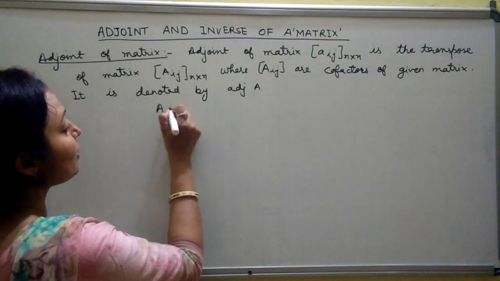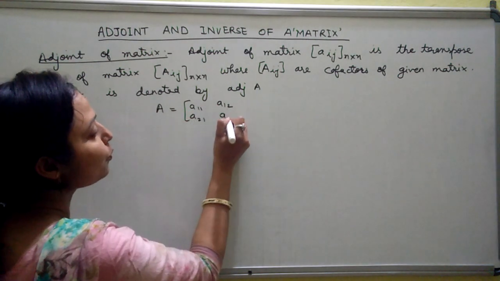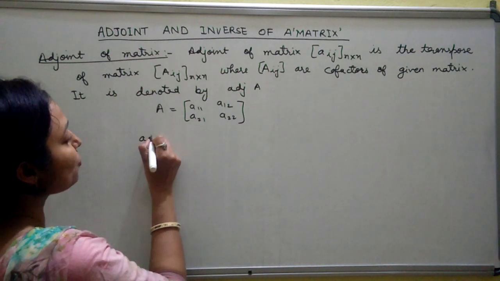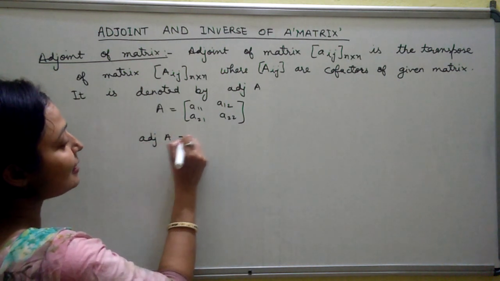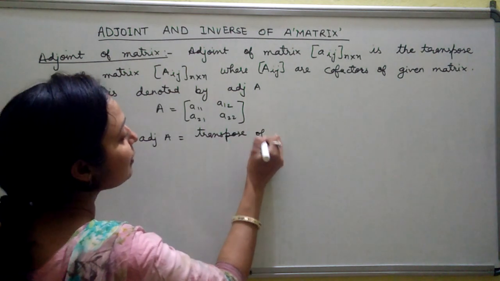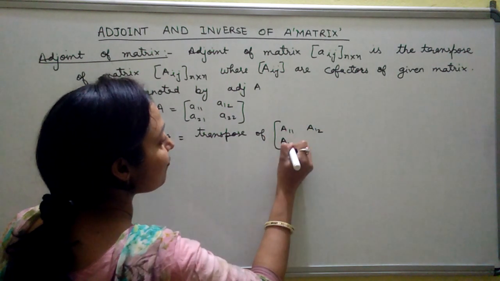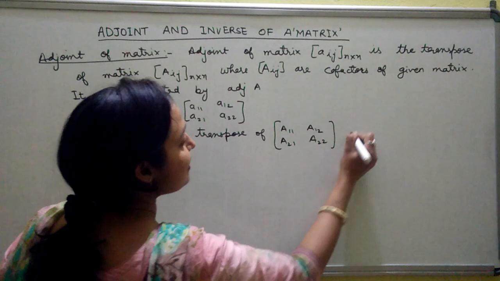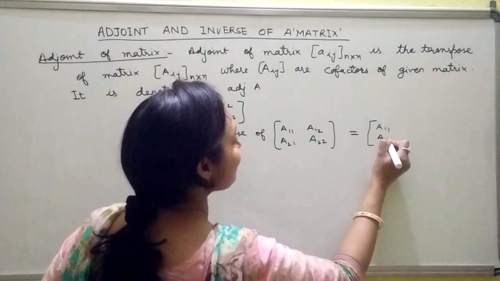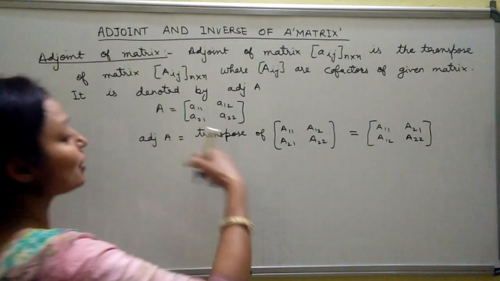And what is adjoint A? Let us suppose we have one matrix with entries A11, A12, A21, A22. The adjoint of A is the transpose of the matrix of their cofactors. So this is equal to the transpose of A11, A12, A21, A22. So this is the adjoint of A.